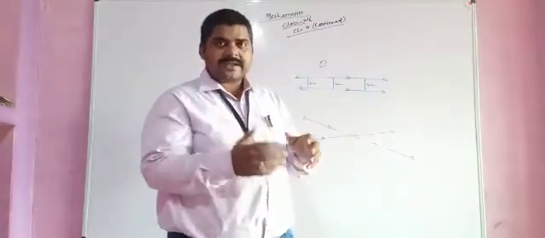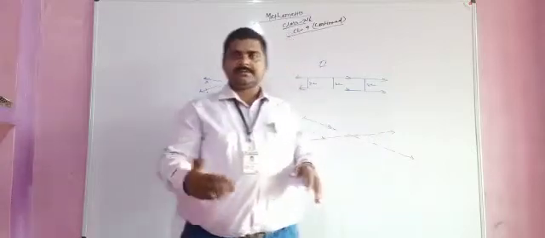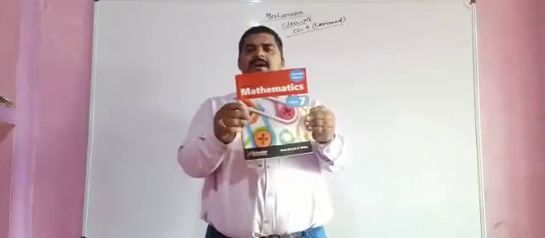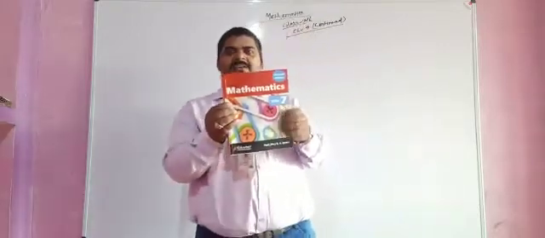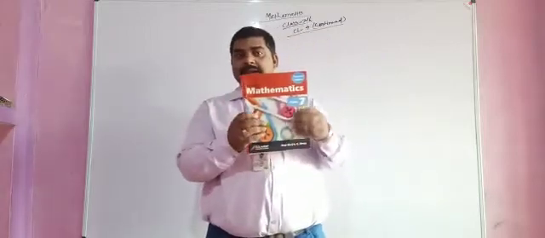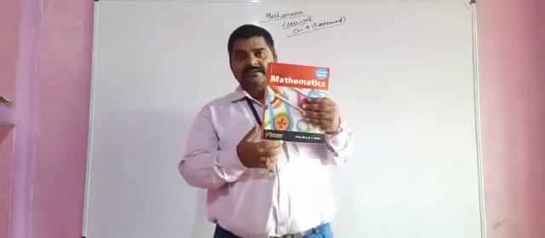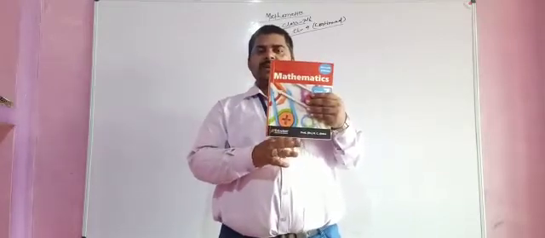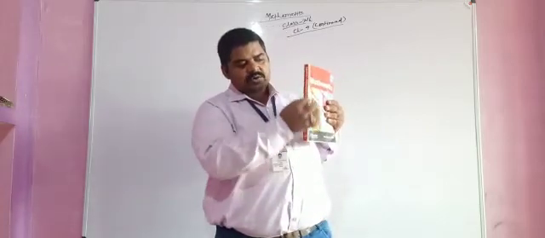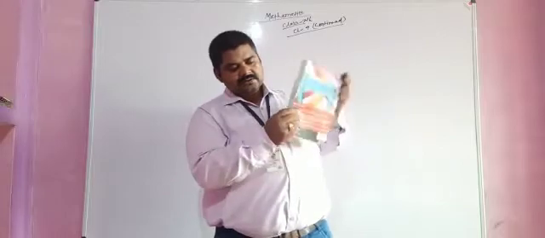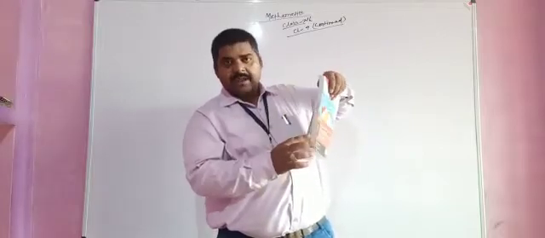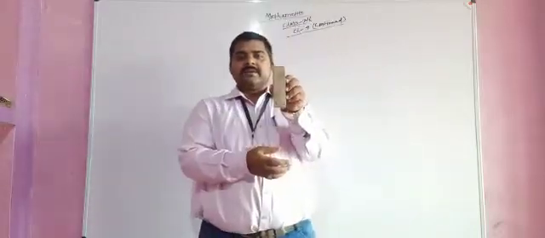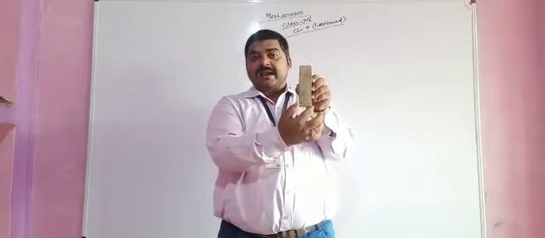Some more facts regarding parallel lines I will discuss. Some common examples: you can see that this is your math book, and you can see the parallel lines in its edges, this edge and this one. These two edges are parallel to one another. Similarly, this one is also parallel, these two are also parallel. Another example: you can see that its edges are parallel.